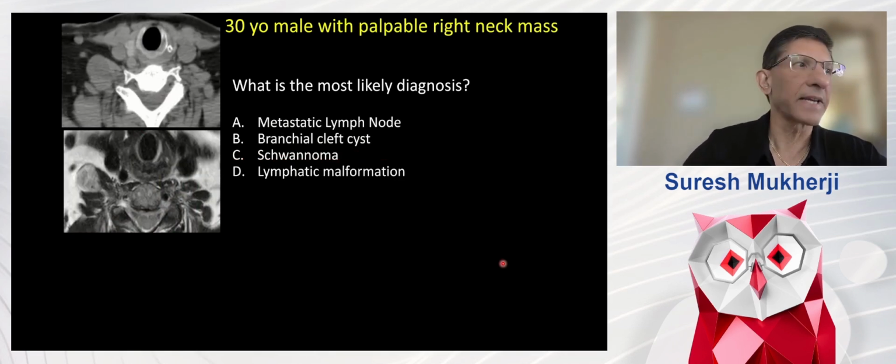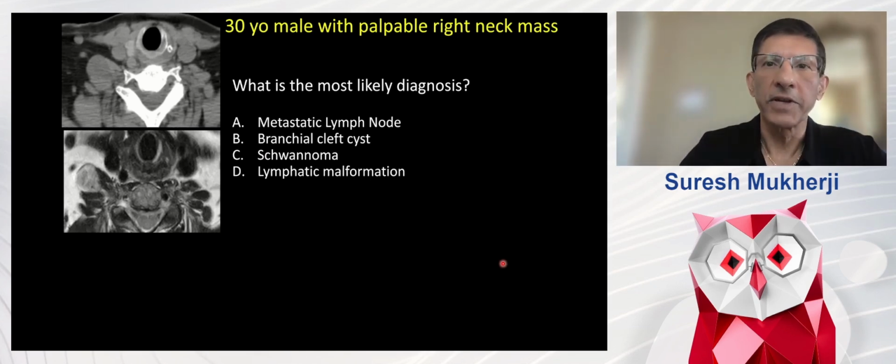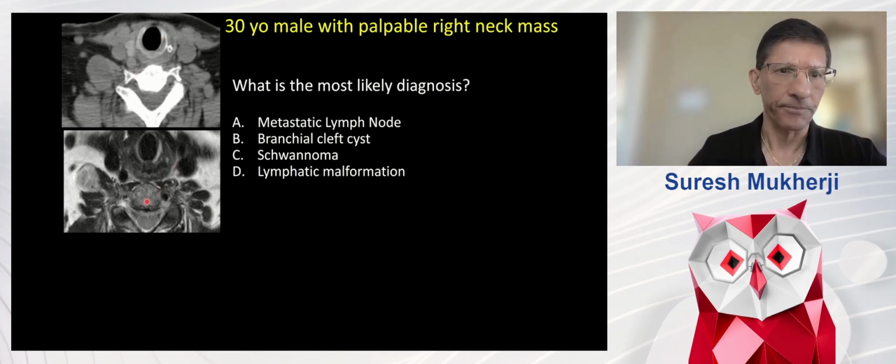All right, here's the next case. A 30-year-old male with palpable right neck mass. What's the most likely diagnosis? Is it A, metastatic lymph node, B, branchial cleft cyst, C, Schwannoma, or D, lymphatic malformation? So this is the contrast-enhanced CT, and this is a contrast-enhanced T1 weighted image.